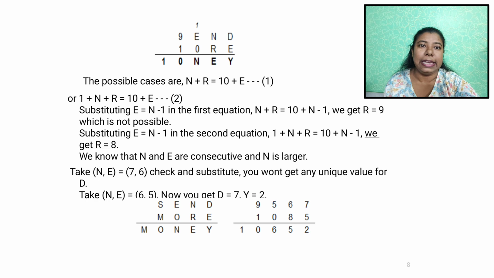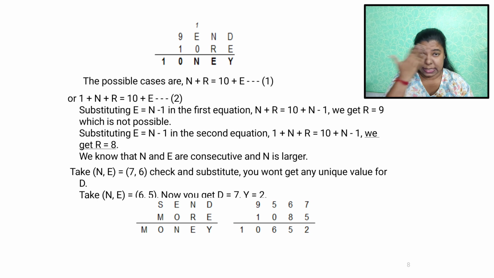Now we know that E and N cannot be considered the same value. That is not possible, so N should be larger than E. Now, if we take N and E as 7 and 6, and we put those values in, we have to find unique values for D. Why for D? Here we are going to add E and N, and with the other E we are going to get the result D. So from here, what do we have? Now we need to find the unique value for D.